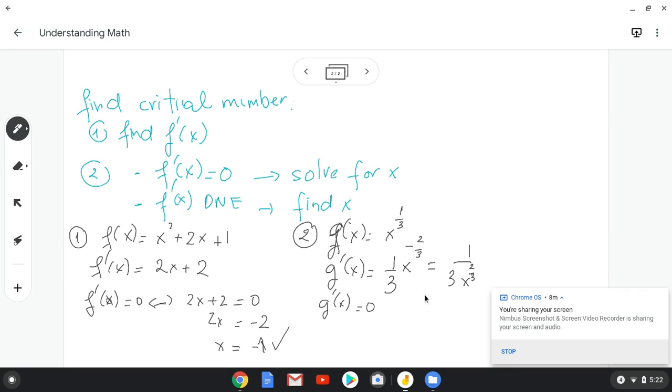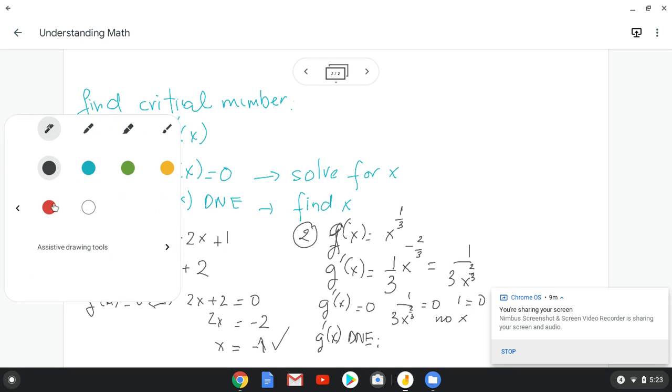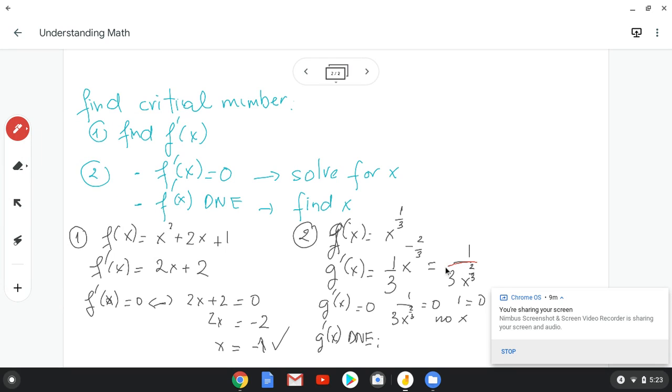Oh, we cannot find any x because the derivative 1 over 3 x to the 2/3 equal to 0. When you cross multiply, you have 1 equal to 0. So there is no x in this case. However, the derivative does not exist. That's the case. So you see the derivative is a function. The function does not exist when the denominator is equal to 0. Right? The fraction does not exist when the denominator equals 0.